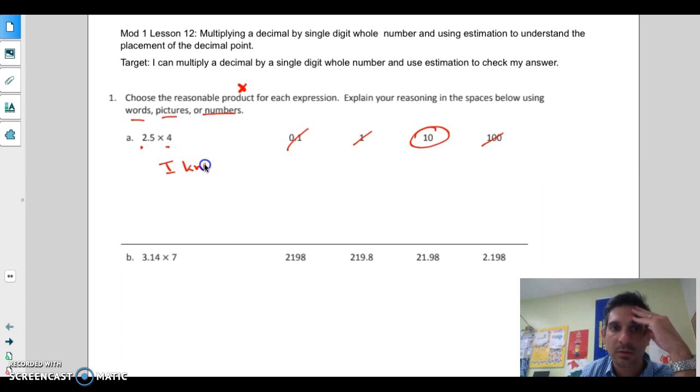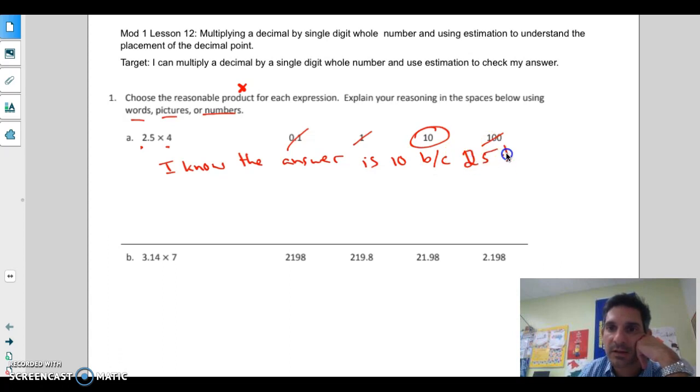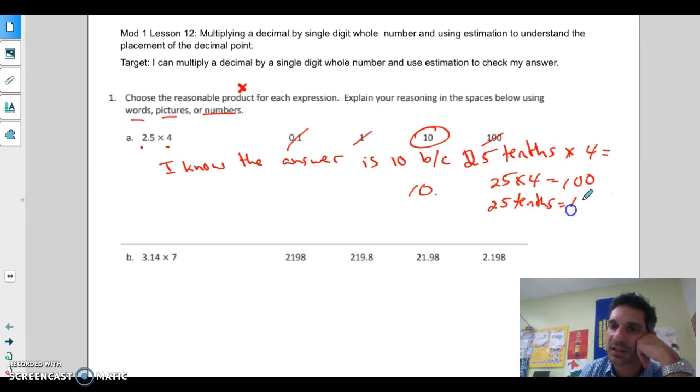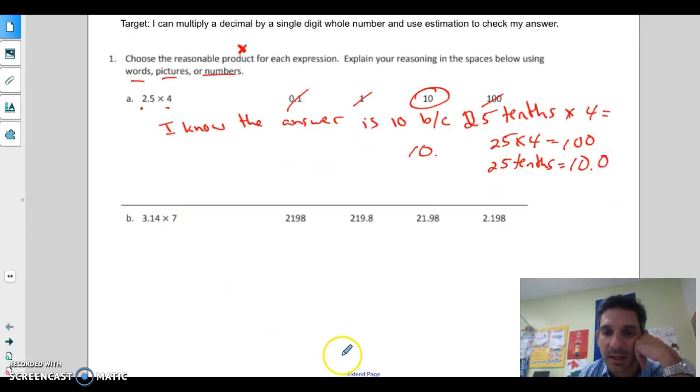Besides just doing the work out, you could say, I know the answer is 10 because 25 tenths times 4 equals 10. Because think of it, 25 times 4 equals 100. If I have 25 tenths, that's going to give me 10. You can look at it that way. Okay. Next one. Look at B, please.